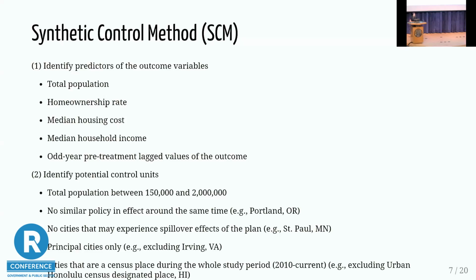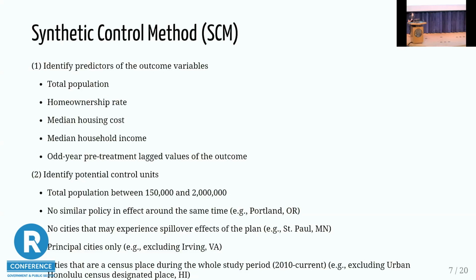And then the next thing is to identify potential control units, or the donor cities. As I mentioned earlier, there are a few assumptions that we have to meet. And so when we picked donor cities, those came into our decisions on what cities to include. Minneapolis, I should know this, but I think has a population of between 300,000 and 400,000 people, I believe. And so we pick a range of population of cities to be somewhat similar to Minneapolis. And so we chose 150,000 to 2 million.